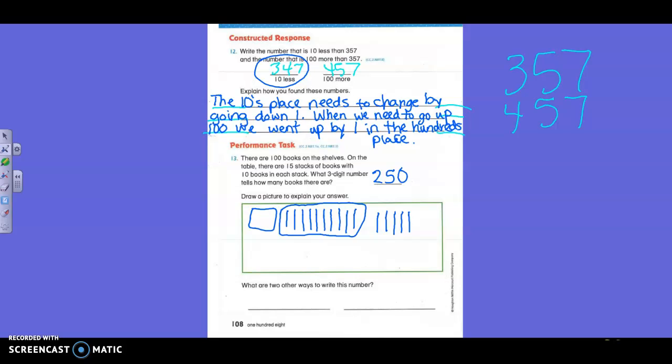No ones. Now, what are 2 other ways you can write this number besides just saying 250? What's another way? 200 plus 50, plus 0. We still probably need to do that for the ones place, but plus 0 for the ones place. Okay? And then another way. Word form. Yep. 250.